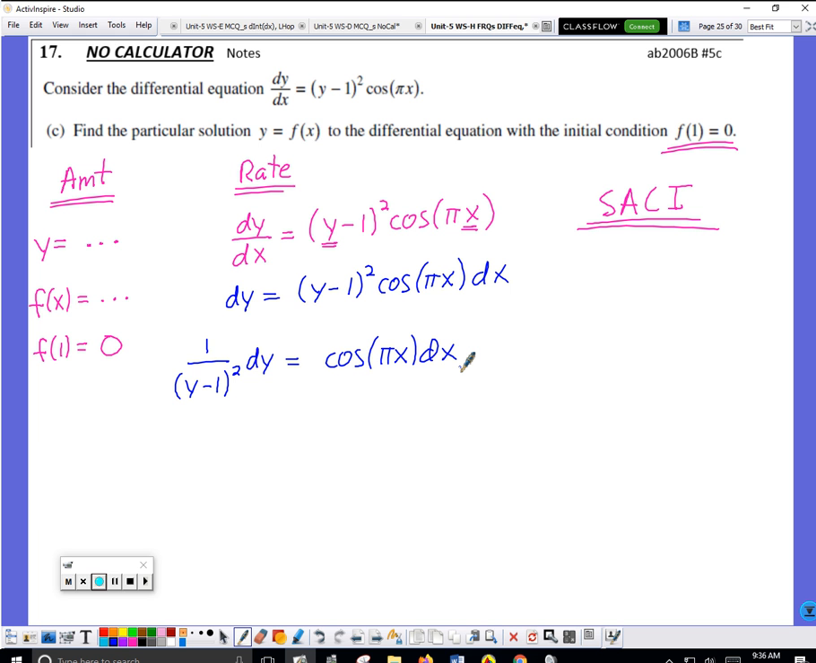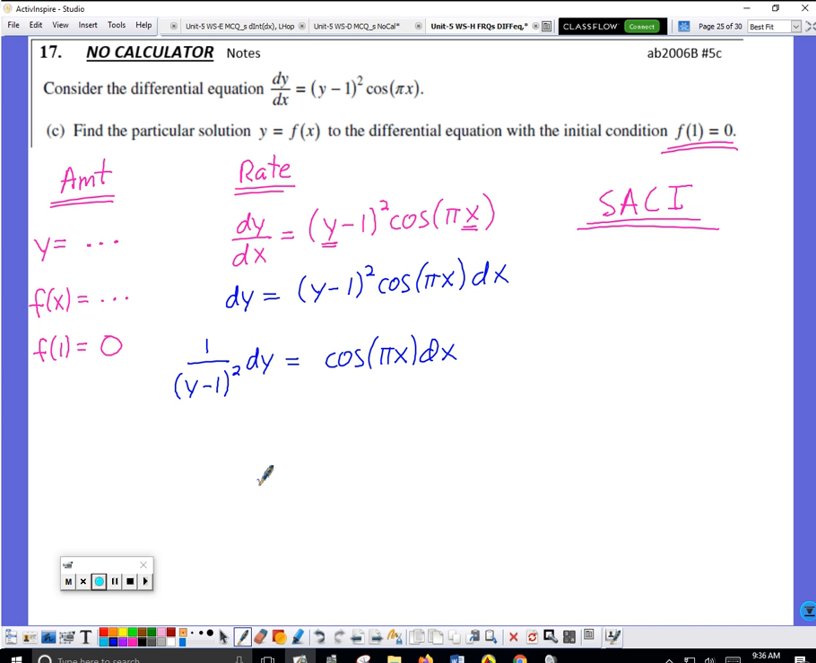Questions? Why did you do 1 over? I wanted to move the y to this side. I don't really care about the -1. That's a constant, so it just kind of goes wherever it goes.